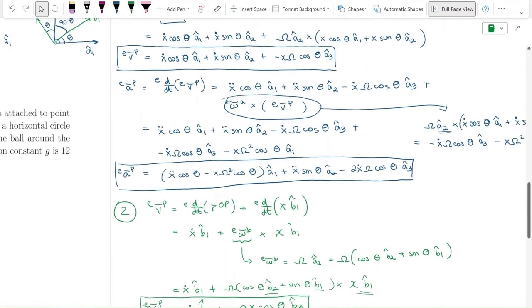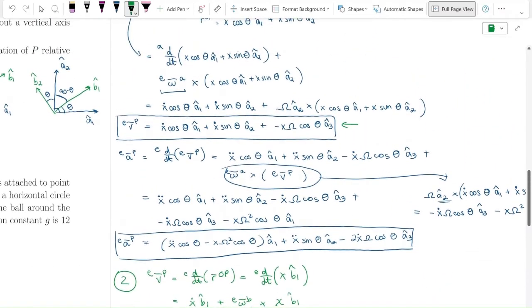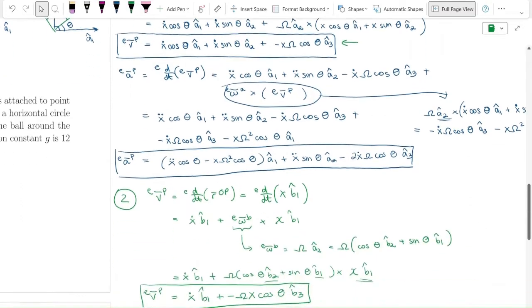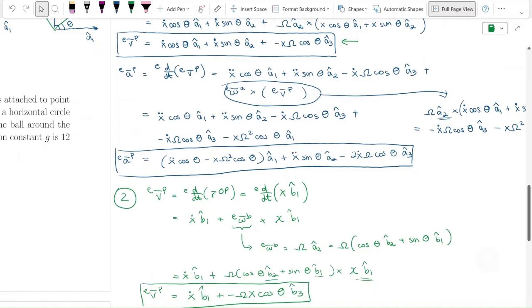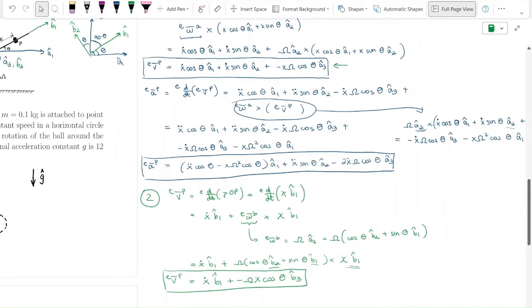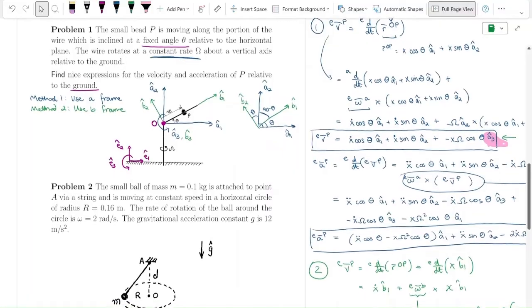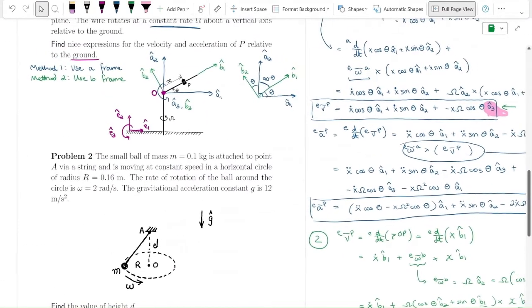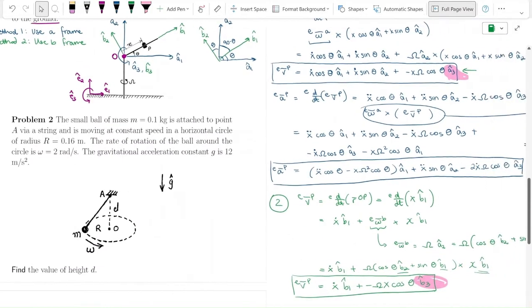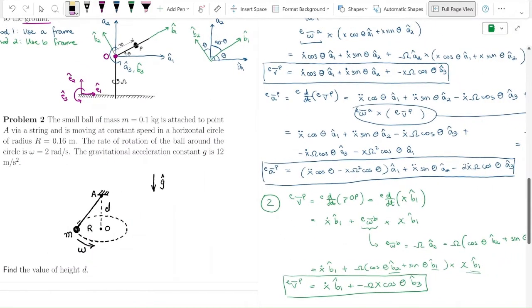Okay, let's compare that to the expression we got up here. So notice first, let's just compare terms. The A3 hat and the B3 hat vectors point in the same direction. Remember from our frames, we had defined them in such a way that they point in the same direction. The only difference between the A frame and the B frame is that they're tilted. So this term matches. This B3 hat and A3 hat term match.